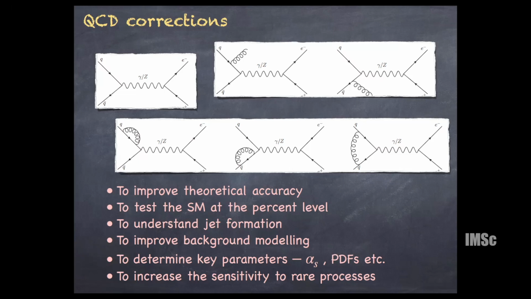To understand jet formation also, QCD corrections are important, because in QCD we model the gluon radiation, and through that we can get information on the jet number, jet energy, jet substructure, and so on. Also to improve the background modeling: in Run 1 of the LHC, the main focus was the background modeling of Higgs production, like the diphoton channel, at ultimate precision. Without those calculations, it would have been impossible to find the Higgs. It also helps in determining key parameters like the strong coupling and the PDFs, and it increases the sensitivity to rare processes and BSM processes, which might lead to new physics at some point. So these are important.